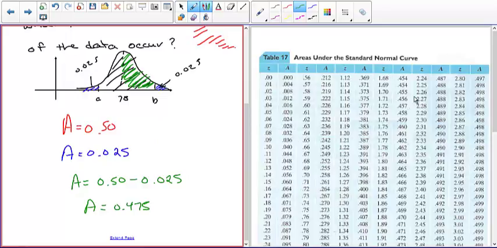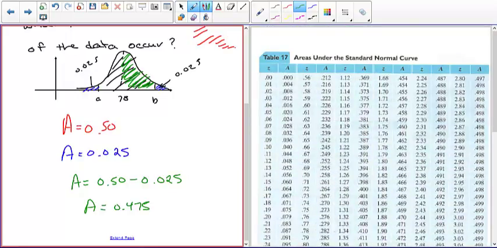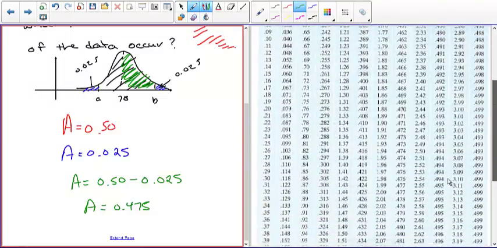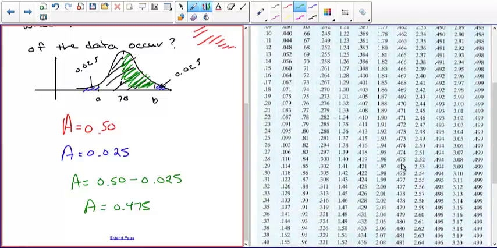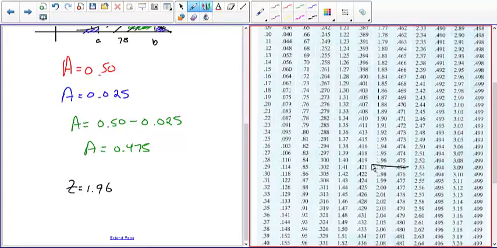Okay, so now we go over to this table and we look under area for 0.475, and it's right there, 0.475. So with this area, I get Z is equal to 1.96. That number right there.